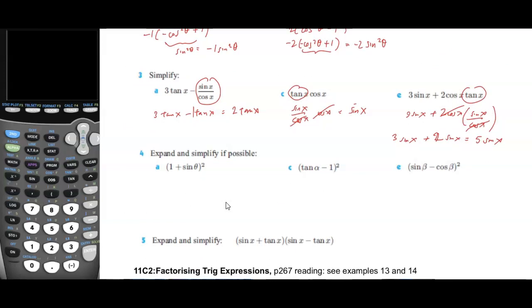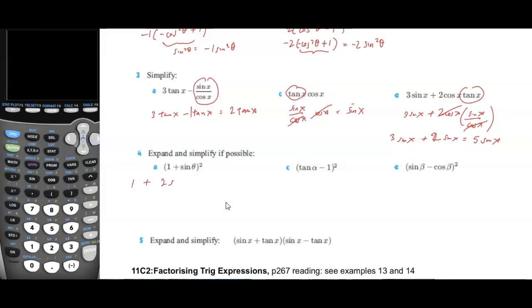Expand and simplify if possible. Remember, when you have parentheses and two things added together and a squared, you need to do FOIL. So this would be 1 plus sine theta plus sine squared theta. So the middle would be 2 sine theta plus sine squared theta, right? Okay. Remember the identity a plus b squared equals a squared plus 2ab plus b squared. Maybe you might have that memorized for the SAT.